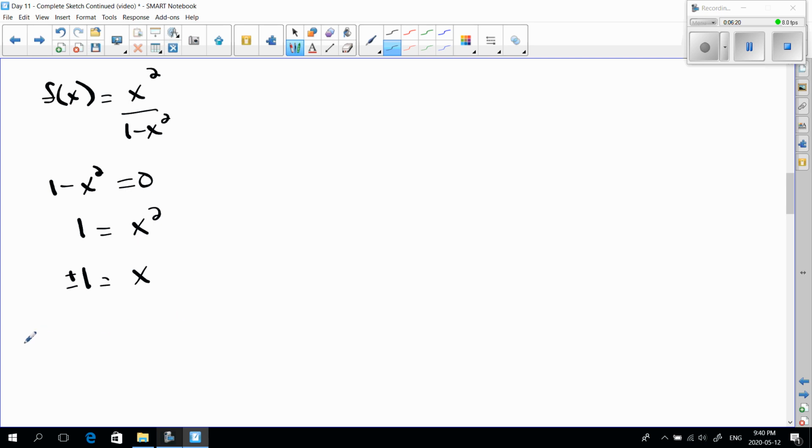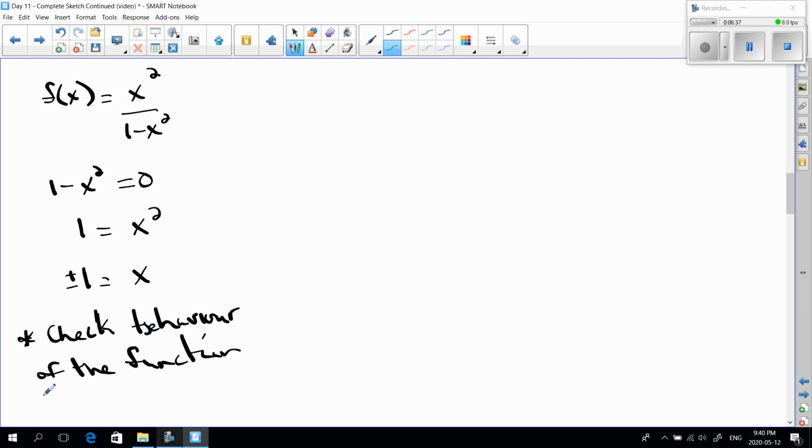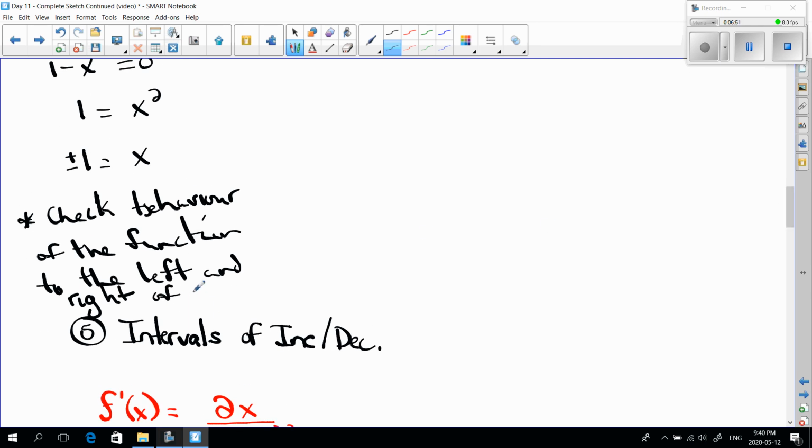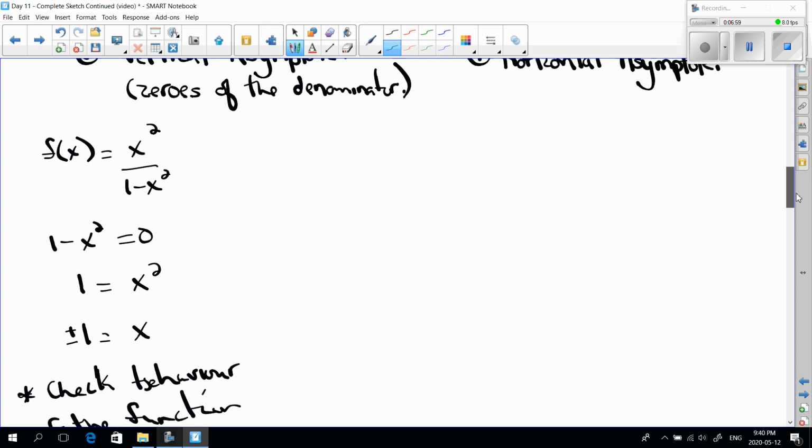I also need to, I'll put a little star beside this, check behavior of the function to the left and right of the vertical asymptote. And I'll do that next, or on the next page when I go to make my sketch. Okay, so I'll put a little reminder here. I'll do that on the next page. I have it set up and ready to go.